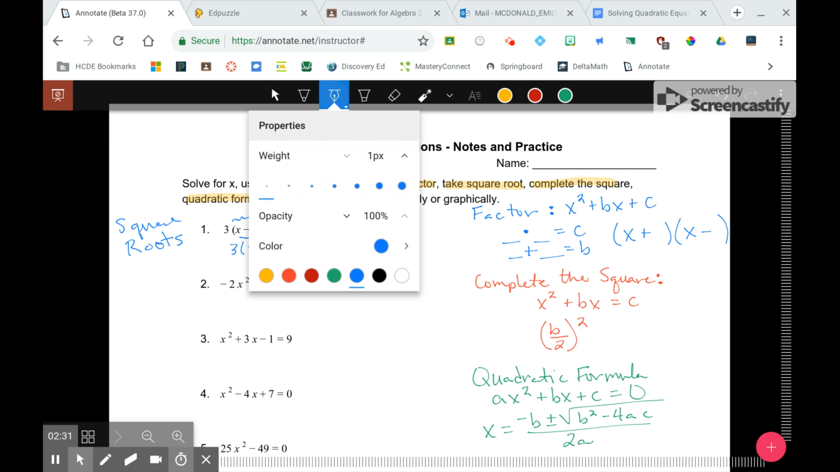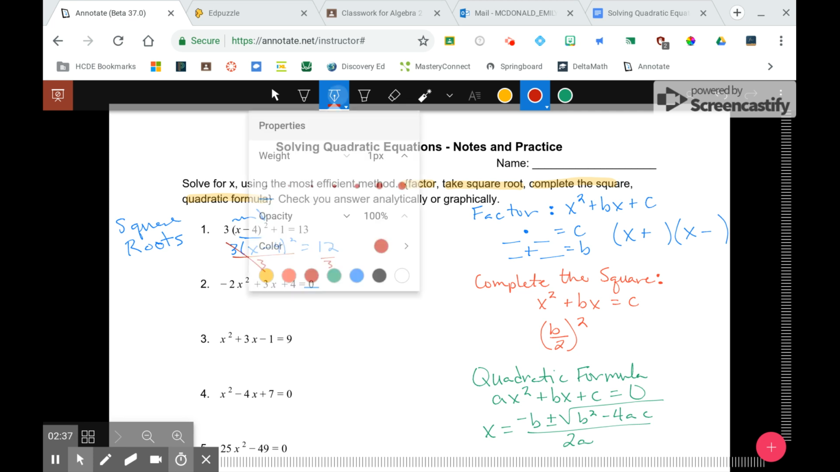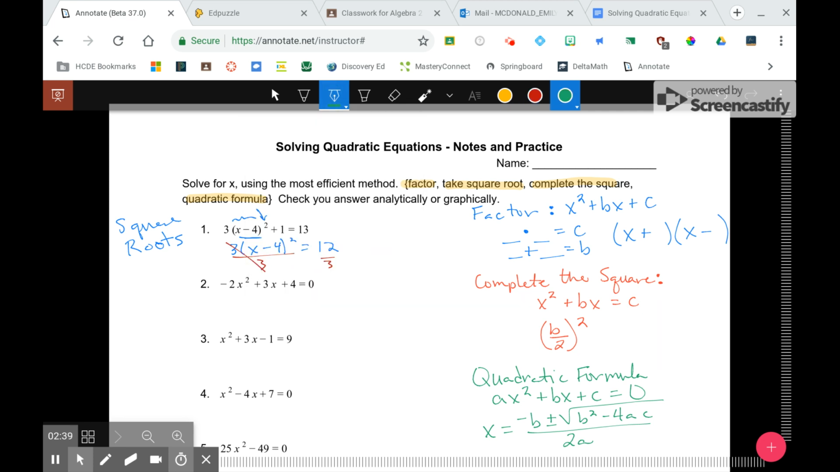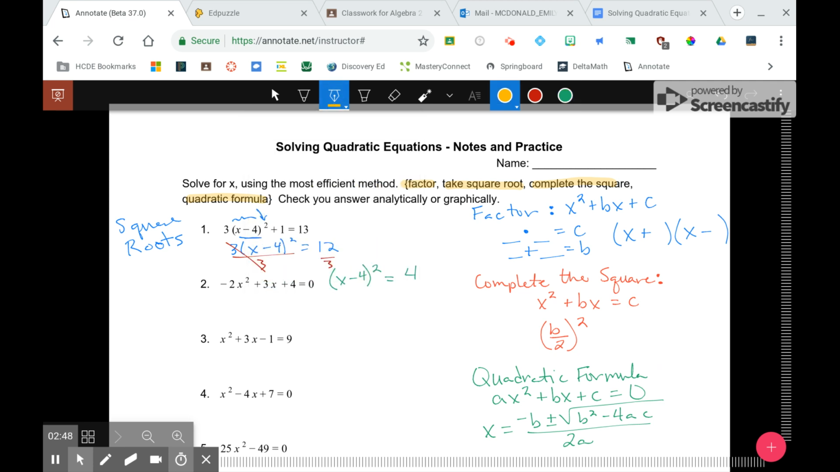Now we'll divide by 3, divide by the number in front. So we're left with x minus 4 quantity squared equals 12 over 3, which is 4. Well, how do we get rid of or undo a power of 2, this exponent? Well, we take the square root. So we square root both sides.